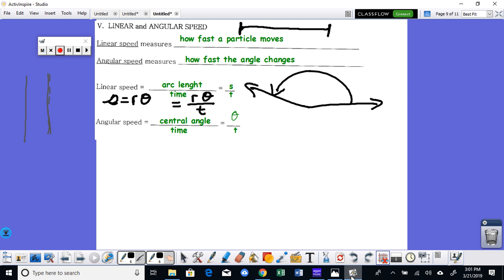Linear speed is arc length over time. Arc length is radius times theta. So linear speed could also be written r times theta over t. Angular speed is simply the central angle, or theta, over time.